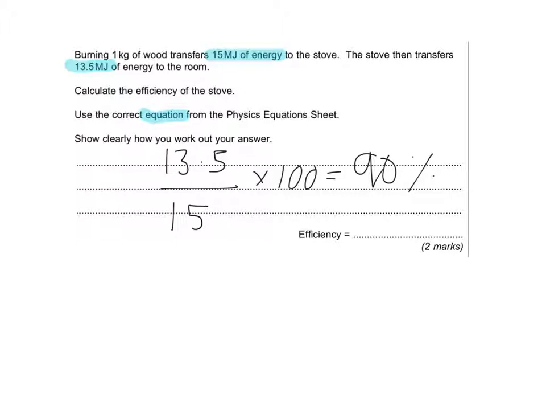Notice that I wasn't really that bothered about what the megajoules here stands for. Both things have the same units, so when you divide it'll cancel it out. A megajoule is actually 1 million joules, but it doesn't matter because if I do 15 million and 13.5 million, the two things will cancel each other out. So don't panic if you see an unfamiliar unit in efficiency calculations. They will just cancel out provided both things have the same units.